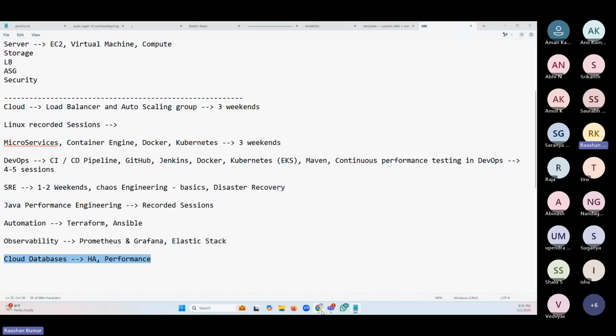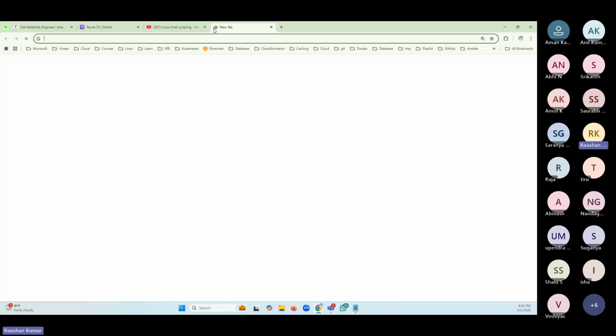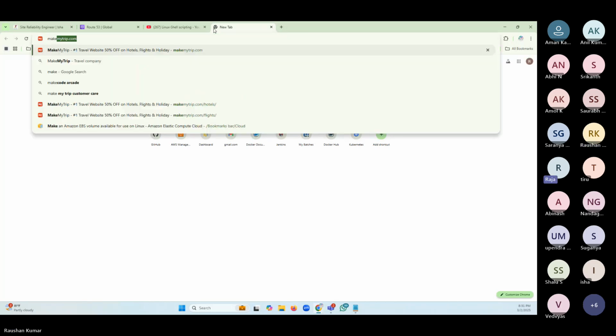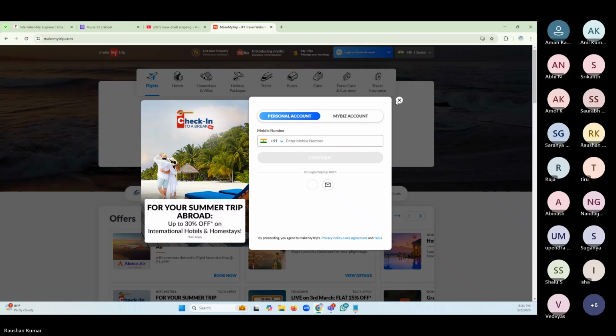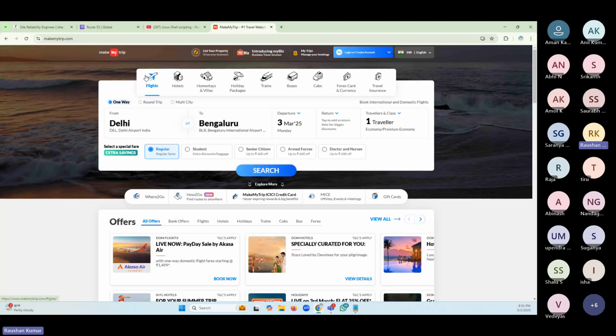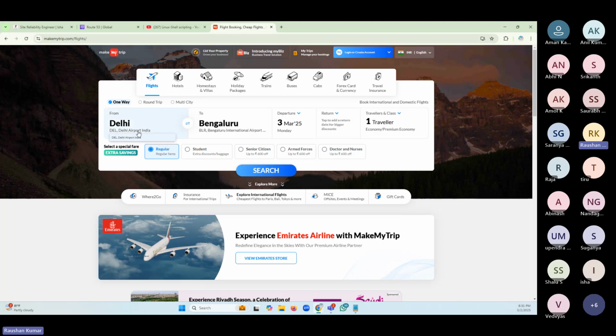When you hit flipkart.com or makeMyTrip.com, first you hit the web server, right? Then your request goes to the app server. I'm just giving you one example. This is the web server, this is the web component. You hit something here, this is the hit in the web server. Now, if I search Delhi to Bengaluru, this time it hits the application server.